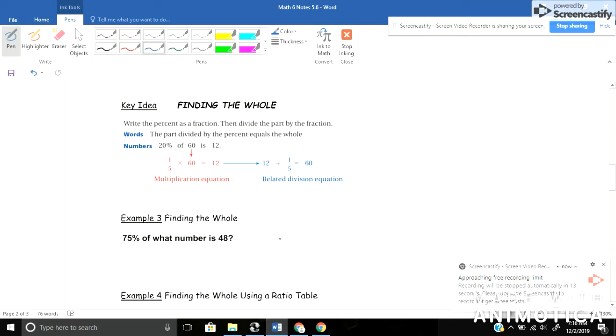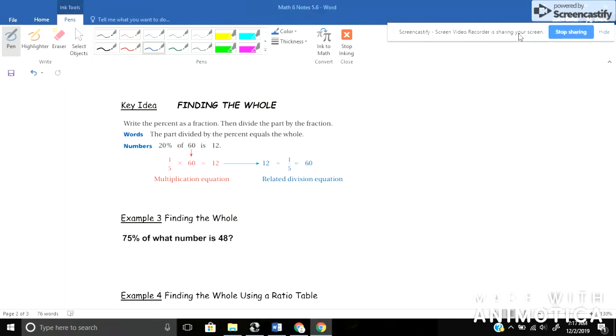Okay, we are next going to move on to finding the whole. Again, a big idea here. I see that I'm running out of time, so I'll pick up once I'm finished. All right, so to find the whole, and again, I would definitely make note of this. You write the percent as a fraction and then divide the part by that fraction.